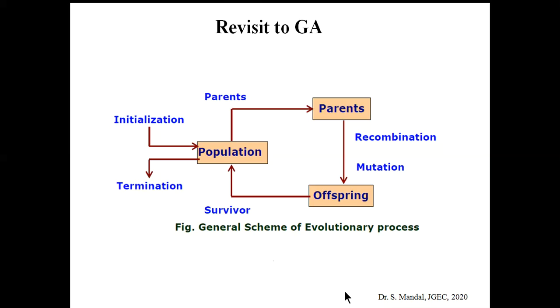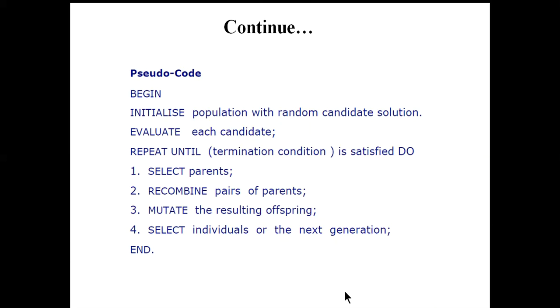So this is the basic operation of GA, and you can see that this is the pseudo code of genetic algorithm. First of all, initialize the population with random candidate solutions. We don't know what the probable candidate solution is, we just randomly generate some solutions. Then we need to evaluate each solution so that we know the corresponding fitness value of each solution, which is required for the selection purpose.